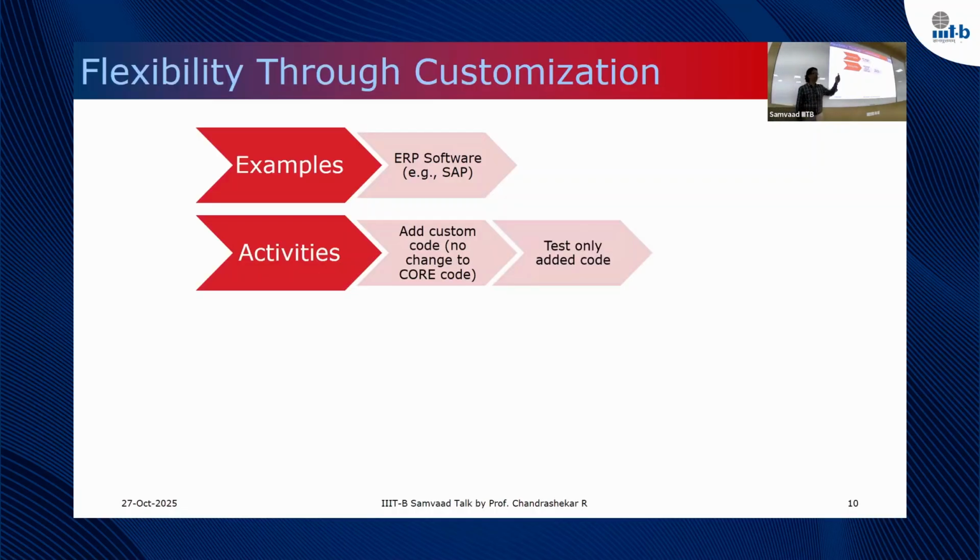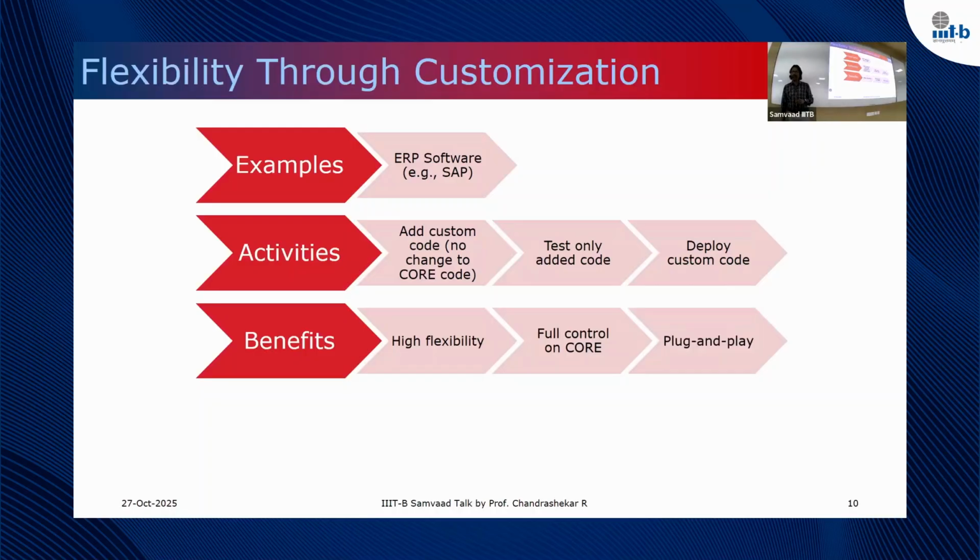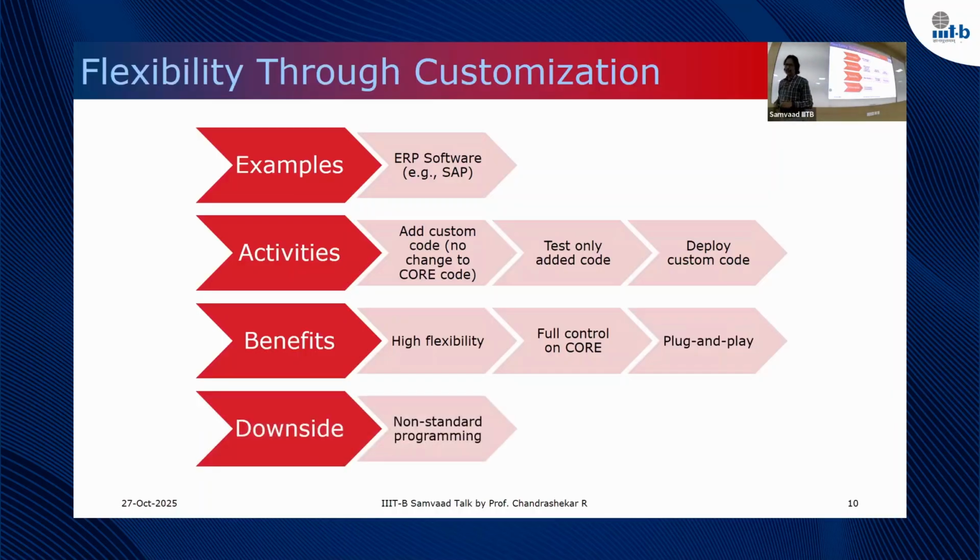Which means that we need to test only the added code, and we have to deploy only that. Benefits: high flexibility, very high flexibility. If you don't like something, you can replace it with your own. Assuming there are only those components which are exposed with the hooks, you can definitely replace. And most of the products will give you enough hooks to be able to do your own thing. And they retain full control of the core, right? So that is excellent. This also gives you lots of plug and play. If one custom module doesn't work, you can replace it with some other custom module and so on.